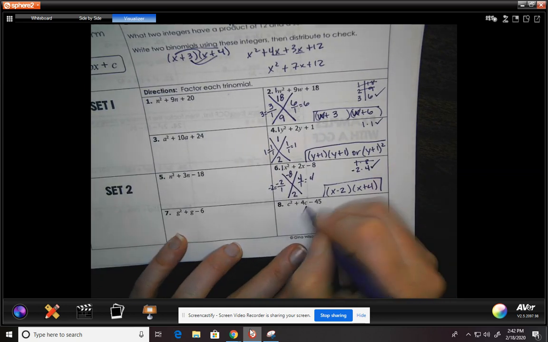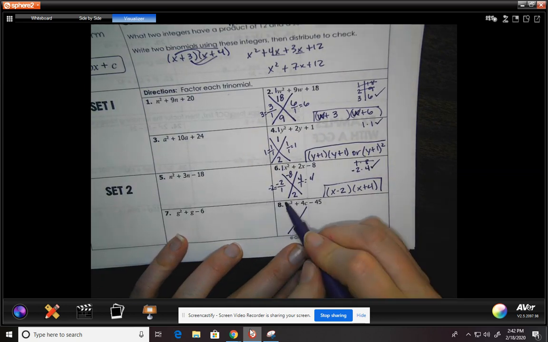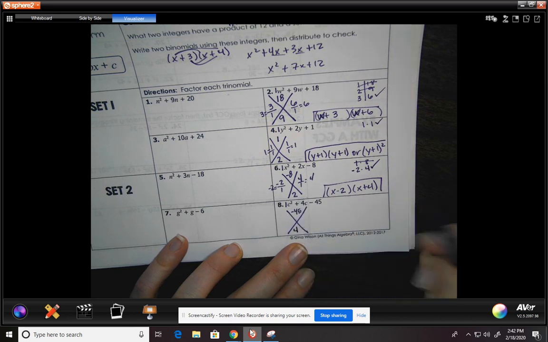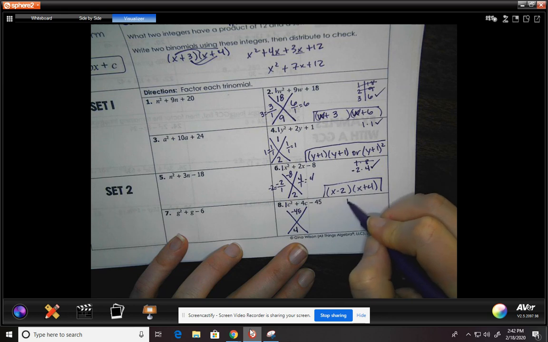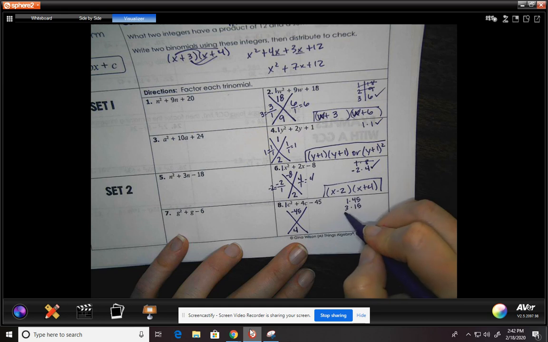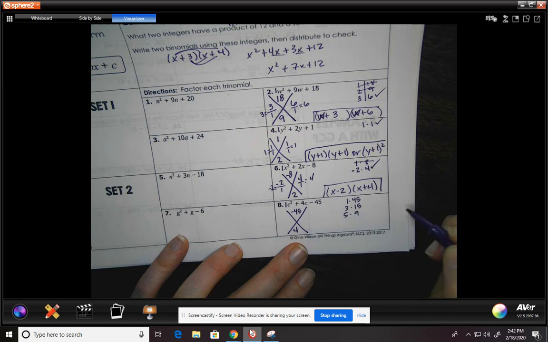For number 8, okay, we're going to do 1 times negative 45, which is negative 45. My b term is 4. So multiples of 45, we got 1 and 45. 2 won't go into it. 3 will. 3 and 15. 4 won't go into it. 5 will. So 5 and 9. 6 won't go into it. 7 won't go into it. 8 won't go into it. And we're back at 9.